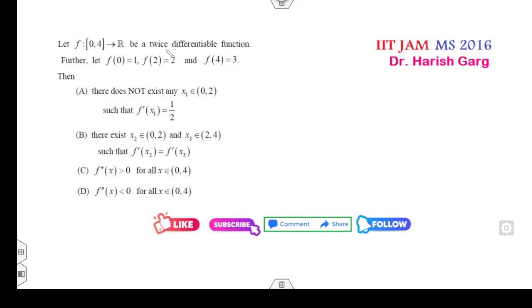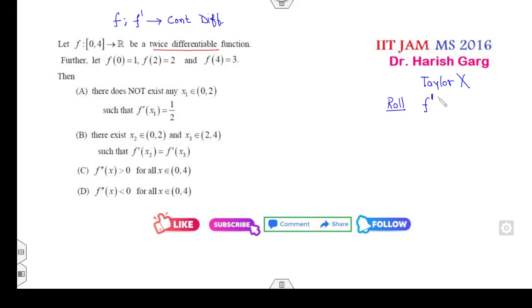Okay, f is a twice differentiable function. That means f and f dash both are continuous and differentiable. For f of 0, f of 2, f of 4, can you apply the Taylor series? Definitely not. Fine. Can you apply the Rolle's theorem?